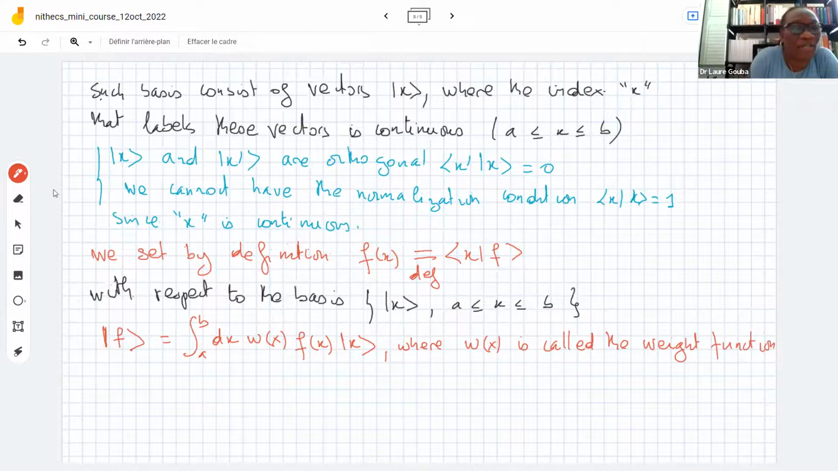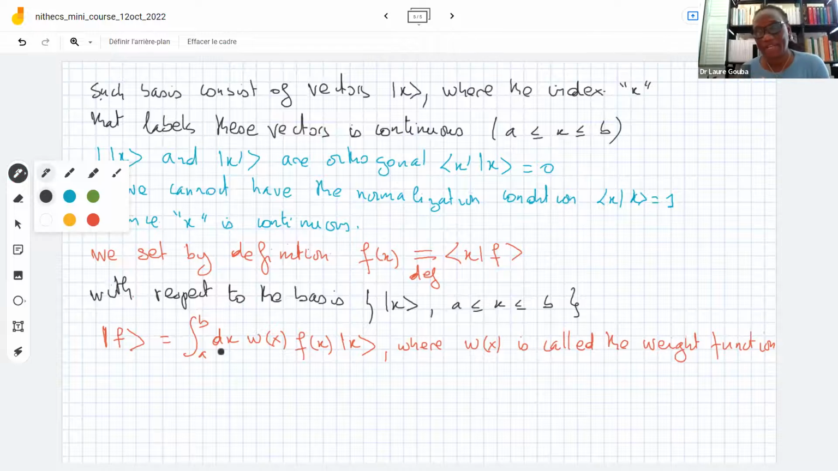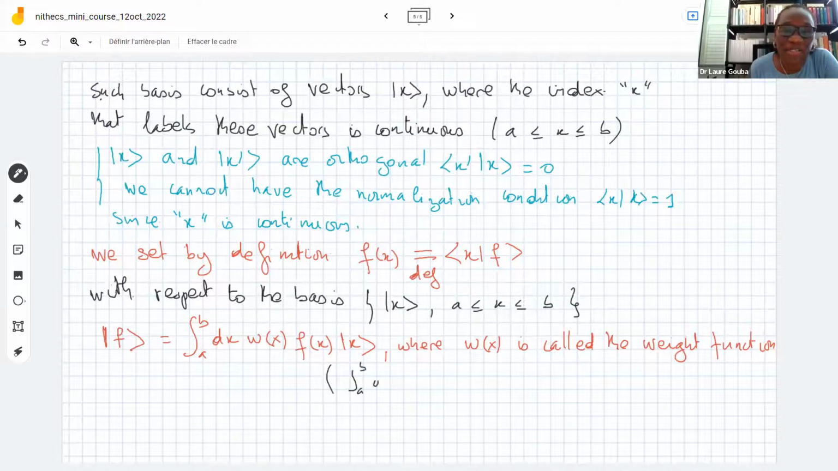And here, if you are careful, you can do the analogy, because in the discrete case, when you have a vector, its components, and the basis, you can write the vector as a linear combination using the components and the basis vectors. You can see that this notation, the integral from a to b of dx w(x), is similar to a summation in the discrete case. This notation is nothing more than a generalization of what you have in the discrete case.